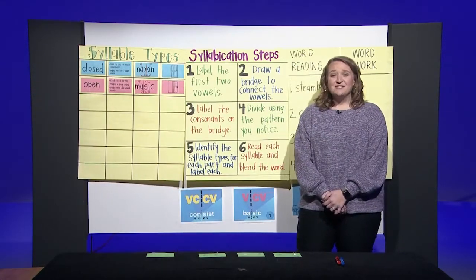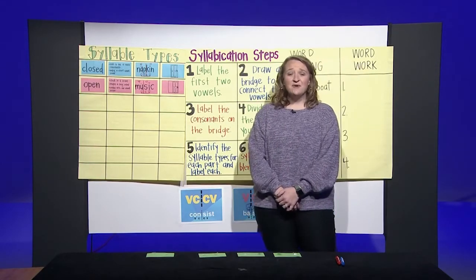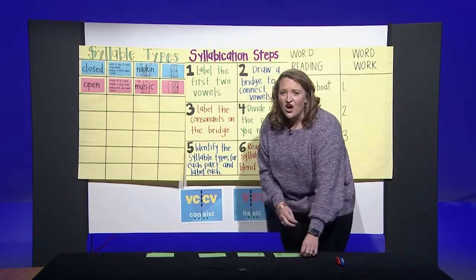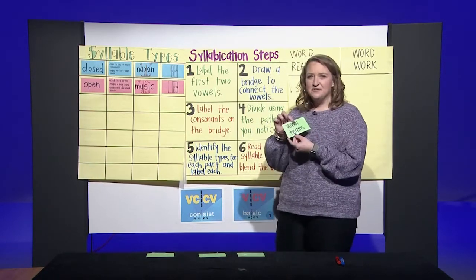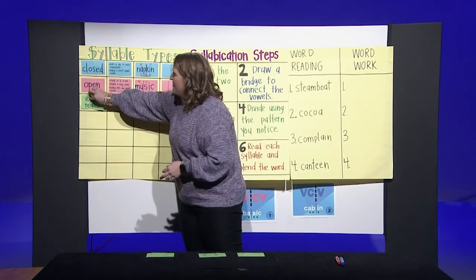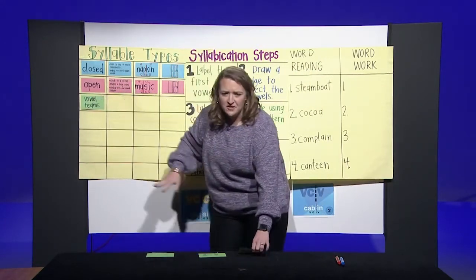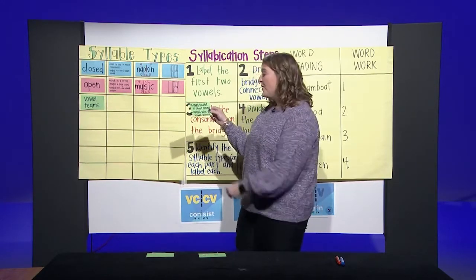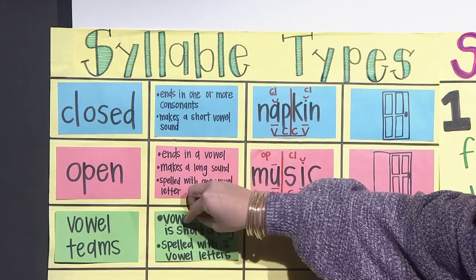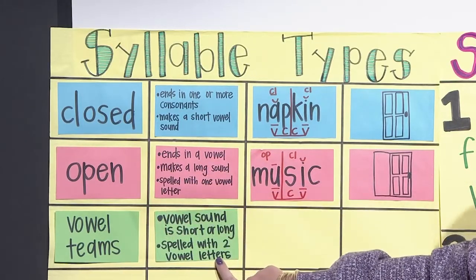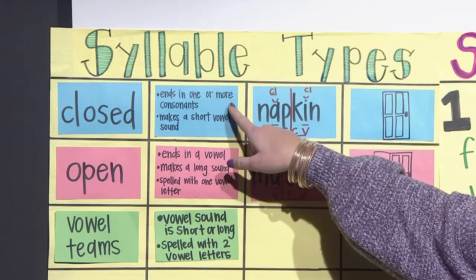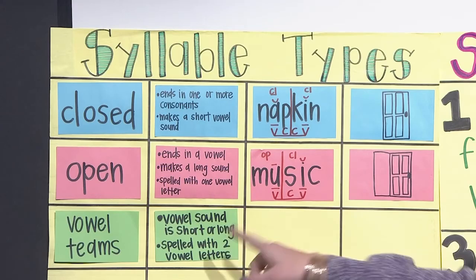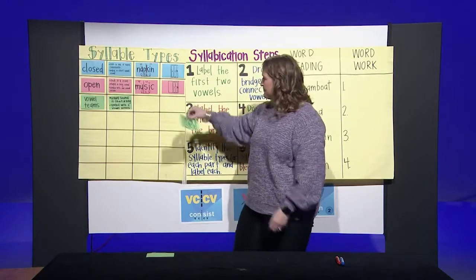Welcome back, boys and girls. We have been learning how to read and write multisyllabic words. Today, we're going to focus on vowel team syllables. A vowel team syllable is where our vowel sound can either be short or long, and it is spelled with two vowel letters. That's what makes this different from closed and open syllables, that we have two vowel letters that work together as a team.